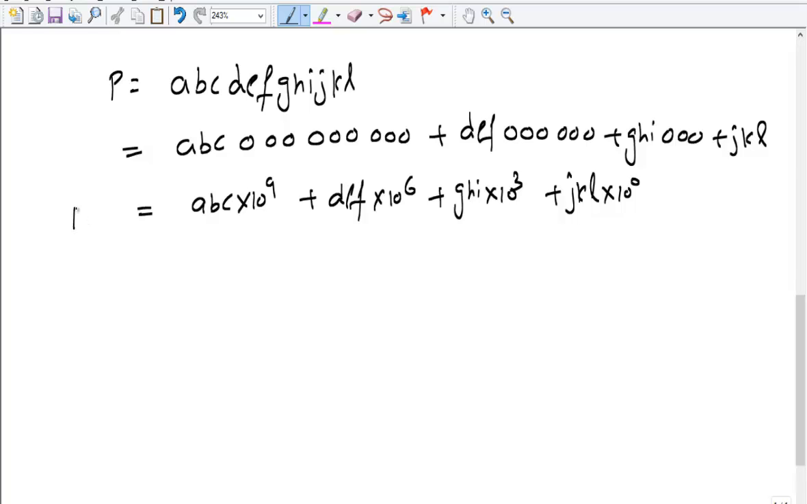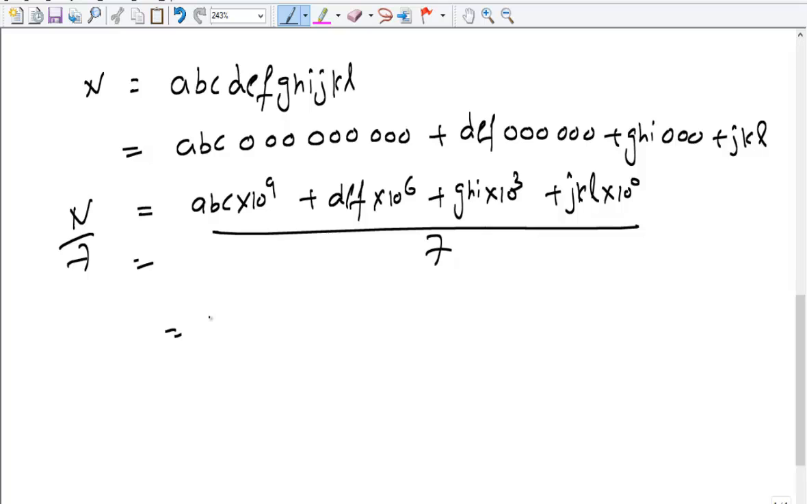Now when we divide this number, let's say n, by 7, this is nothing but the whole number divided by 7, that is ABC by 7 remainder into 10 power 9 by 7 remainder, DEF by 7 remainder into 10 power 6, and so on. Now the whole thing is 10 power 0 by 7 remainder, it is obviously 1. JKL by 7 remainder depends on JKL, so JKL into 1 is just JKL by 7.